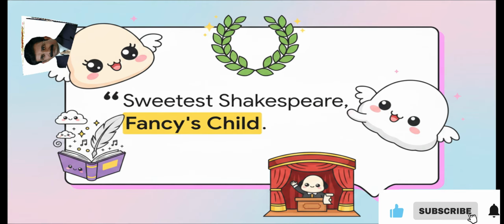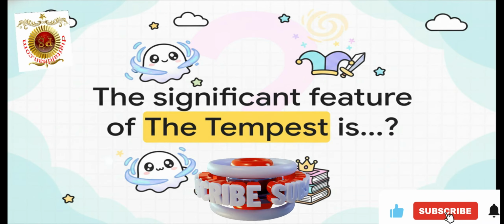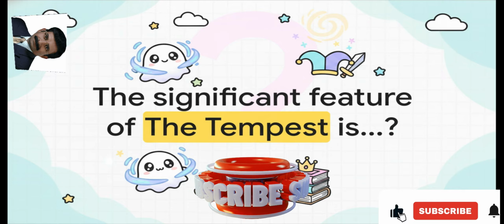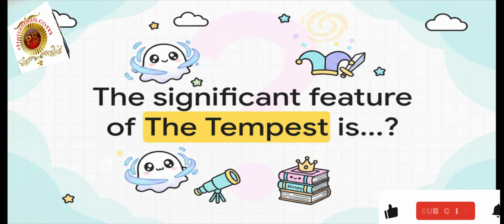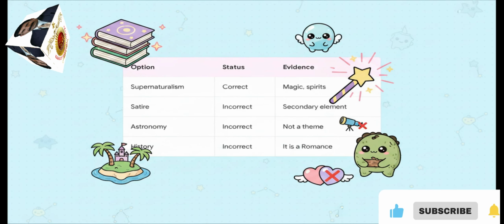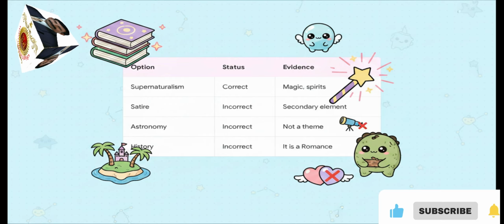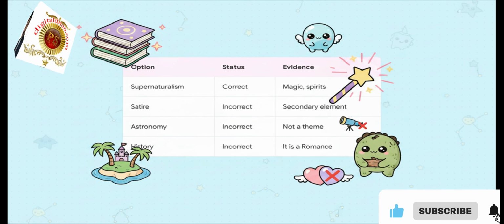Okay, let's dive into one of the Bard's final masterpieces, The Tempest. Question 137 asks us to identify its defining thematic engine. Is it satire, supernaturalism, astronomy, or history? The absolute key here is eliminating what just doesn't fit the core genre. The Tempest is for sure not a history play. It's firmly categorized as a romance.